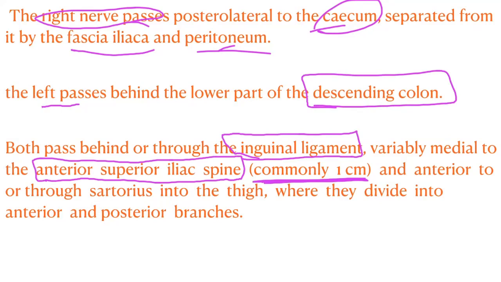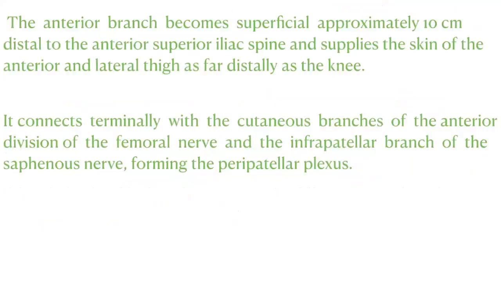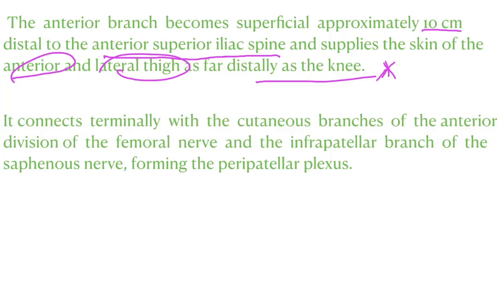And anterior or through sartorius into the thigh, where they divide into anterior and posterior branches, right? So the anterior branch becomes superficial approximately 10 centimeters distal to the anterior superior iliac spine, and supplies the skin of the anterolateral thigh as far distally as the knee. Okay, remember that.